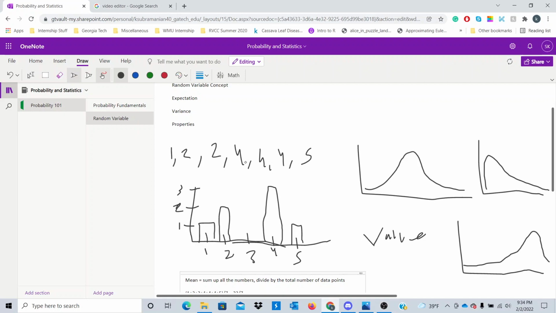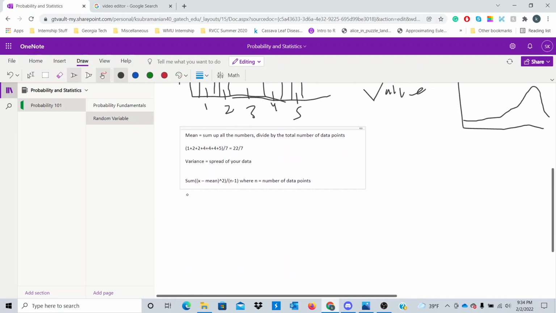So we have 1, 2, 2, 4, 4, 4, 5. We have the mean as 22 sevenths. So I'm going to jot it down here. This is our mean.